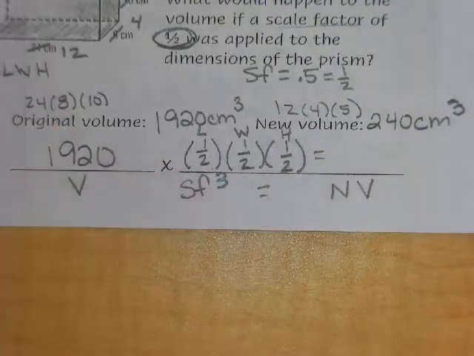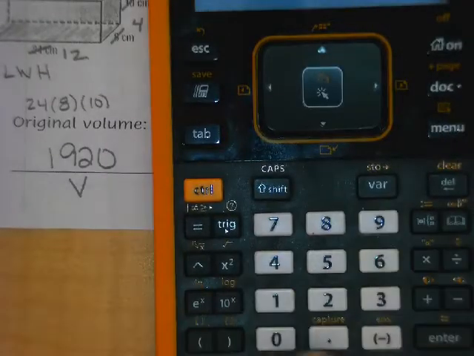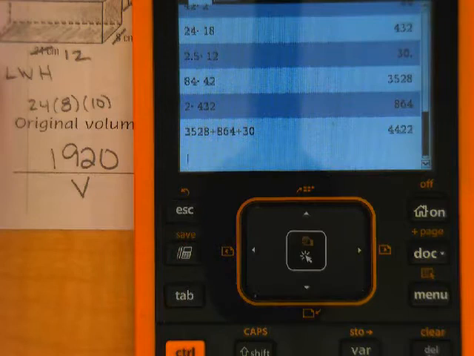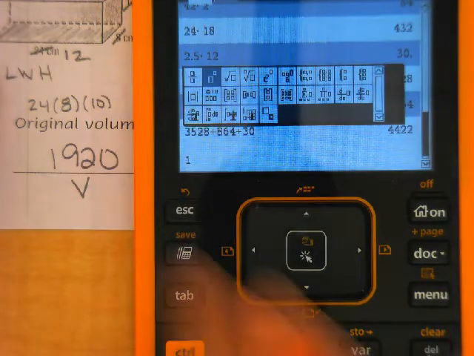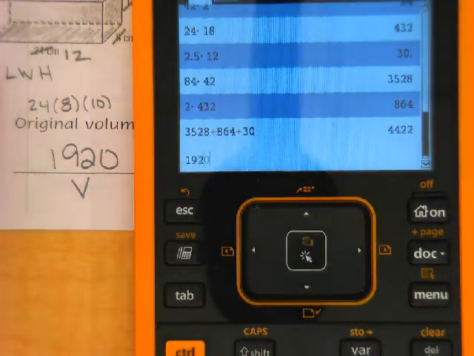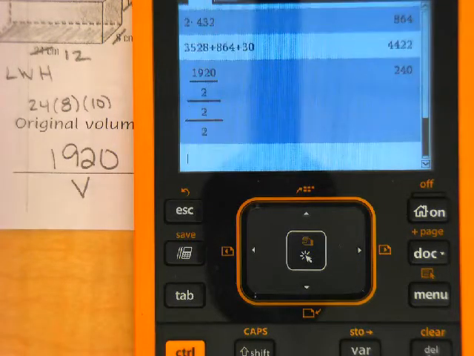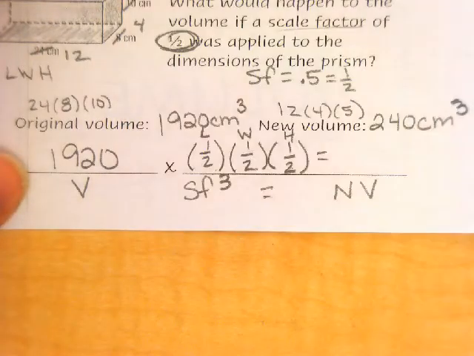If you're using your calculator, you're going to say 1920 divided by 2. You can just keep doing this. Divided by 2, divided by 2, 240. You can say 1920. Could you say times 0.5 times 0.5 times 0.5? Is that the same thing? Yes. And we get 240.